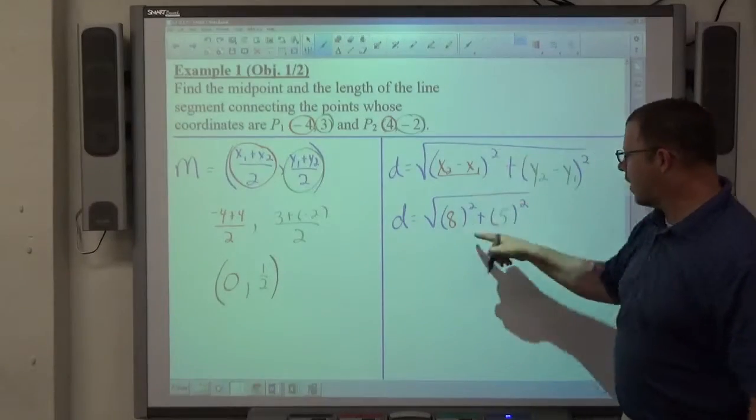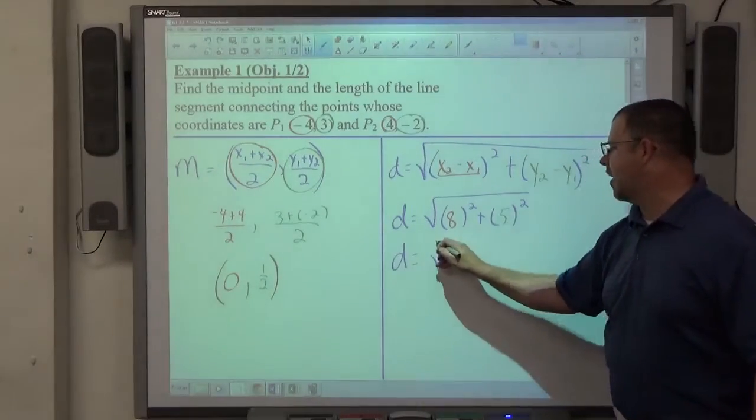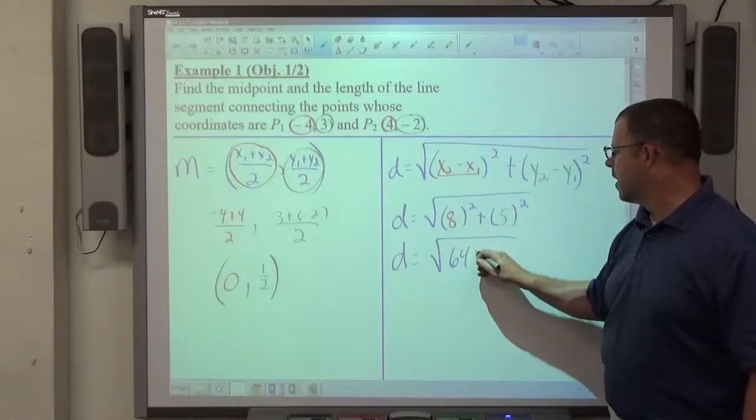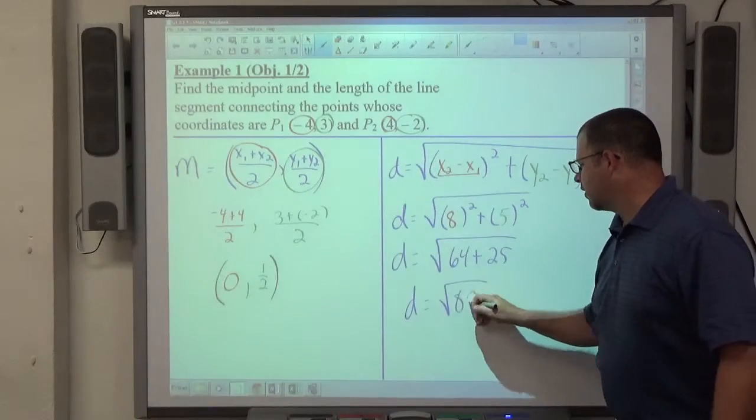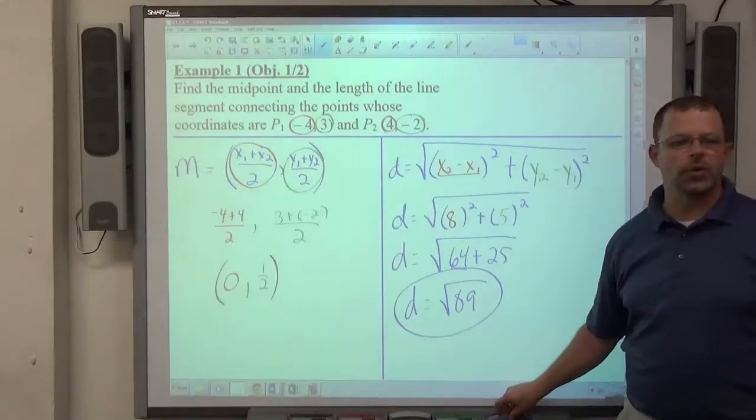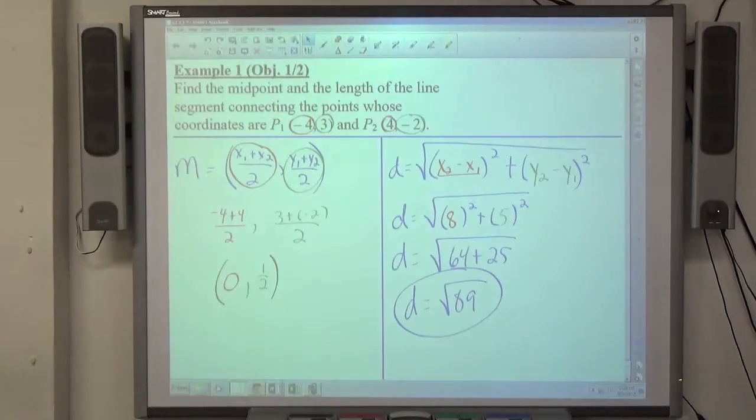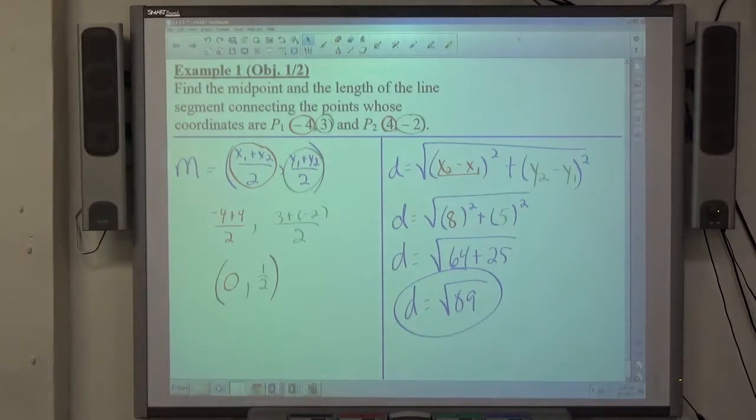And then, once I got those numbers in there, it's just a matter of evaluating. 8 squared is 64. 5 squared is 25. The square root of 89 is the right answer. And I'm fine with you leaving it as a radical. You don't have to give me a decimal approximation. If it came out to the square root of 25, I'd rather have 5. If it came out as the square root of 12, I'd rather have 2 times the square root of 3, a simplified radical. But I'm fine with just leaving it in radical form.